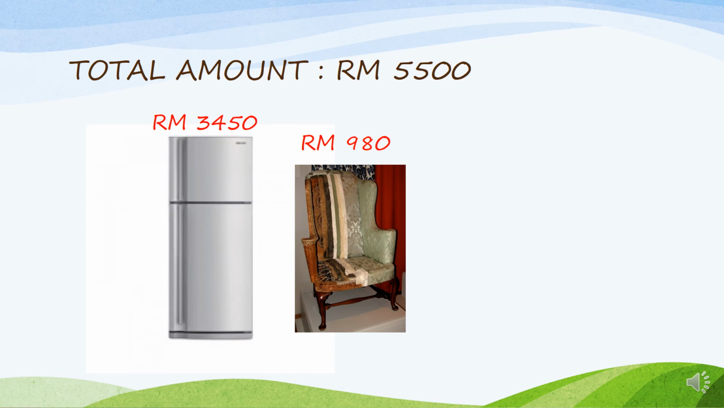Okay, let's look. Now the total amount you have in your hand is 5,500. If you bought a refrigerator with 3,450 ringgit and a chair with 980 ringgit, so what you should do? Yes, you should minus this 3,450 ringgit and 980 ringgit from this 5,500 ringgit. Okay, so now you need to write a number sentence for this question first.